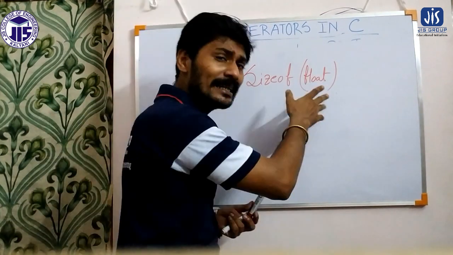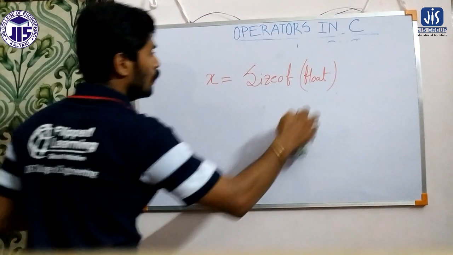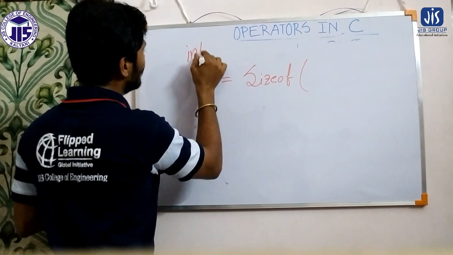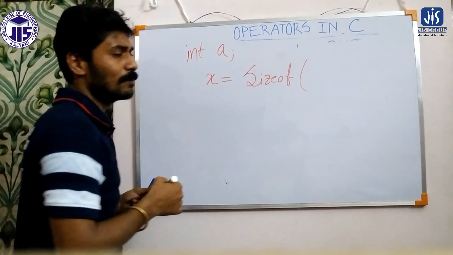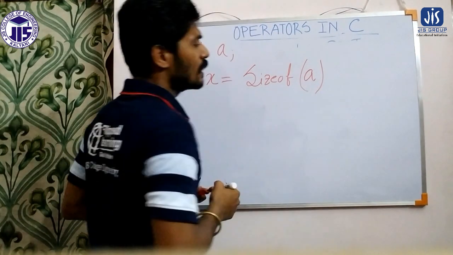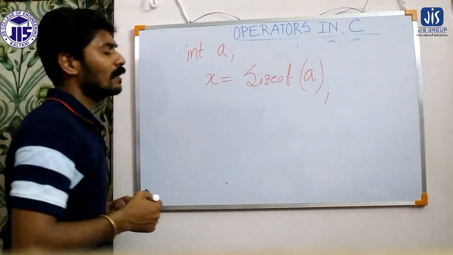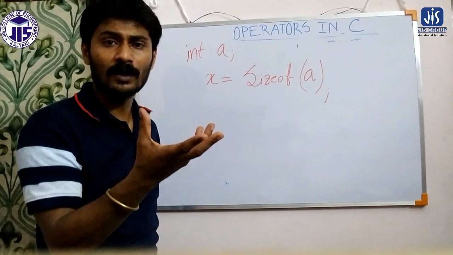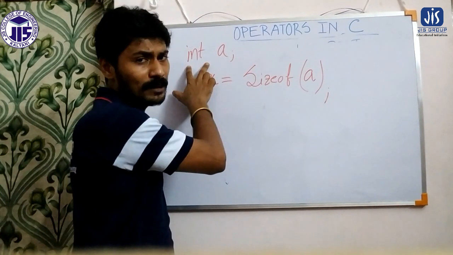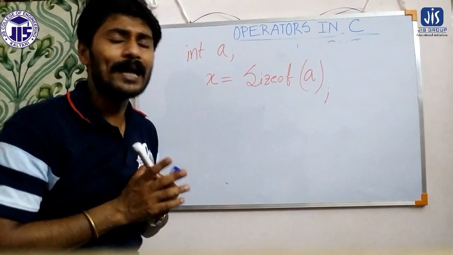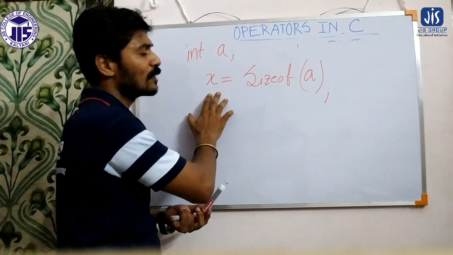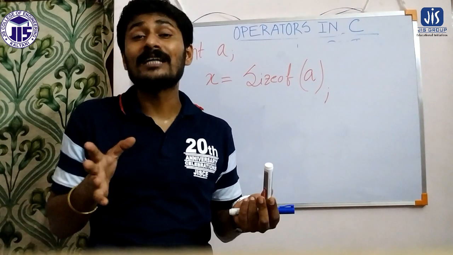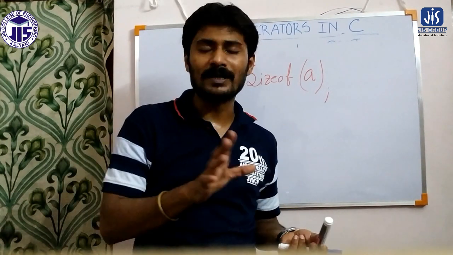So not only by using the data type, using a variable name also we can do it. For example, I have taken a variable, integer a. Now if I write sizeof a, then it will find out what amount of memory is allocated for the variable a. So as a is an integer type data, that means 2 bytes will be allocated for this a. So here also the value of x will be 2. So in that way, by using the sizeof operator we can find out the size of any data type or the size of any particular variable. So these are some special types of operator.